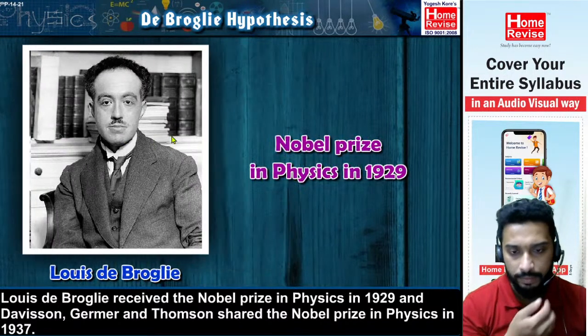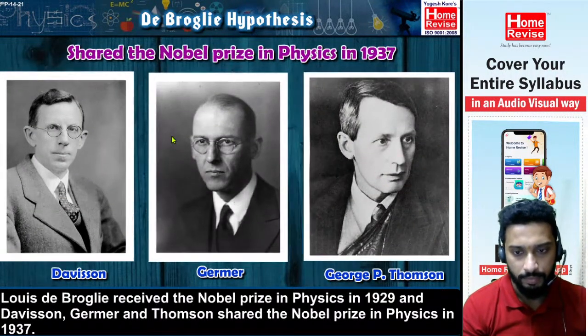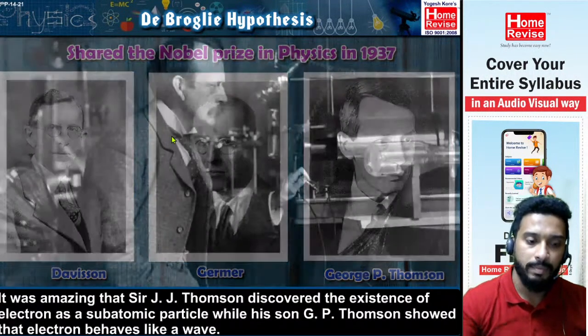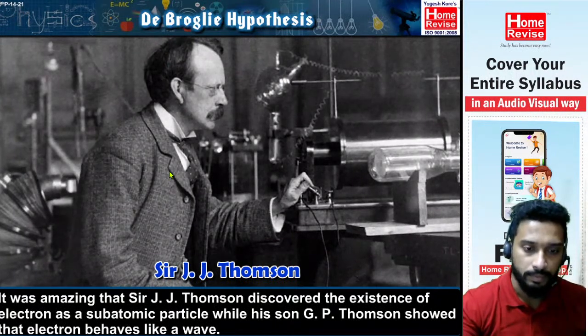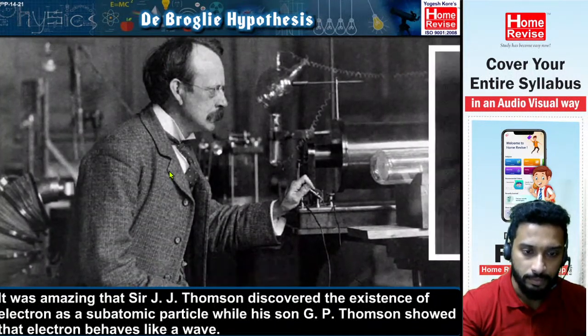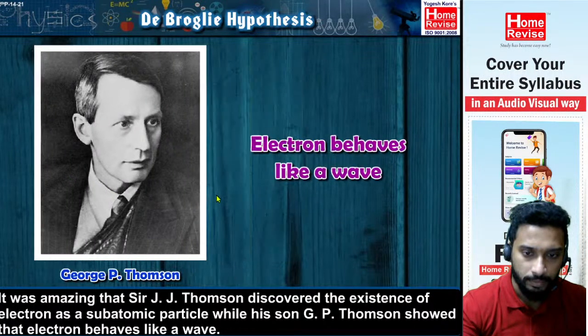Louis de Broglie received the Nobel Prize in Physics in 1929, and Davisson, Germer, and Thomson shared the Nobel Prize in Physics in 1937. It was amazing that Sir J.J. Thomson discovered the existence of the electron as a subatomic particle, while his son G.P. Thomson showed that the electron behaves like a wave.